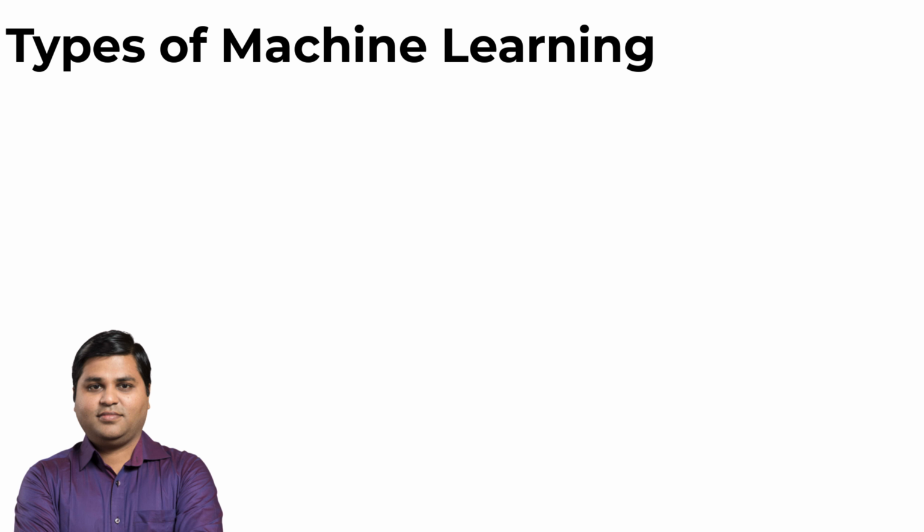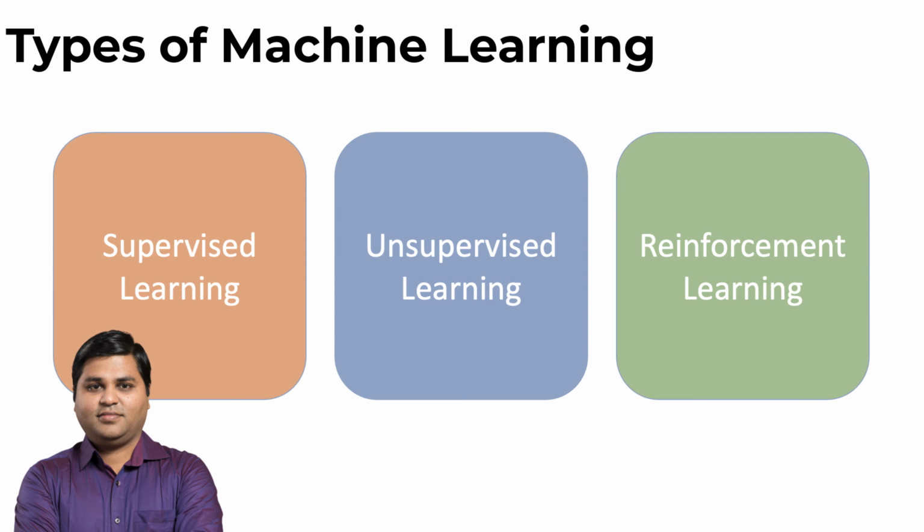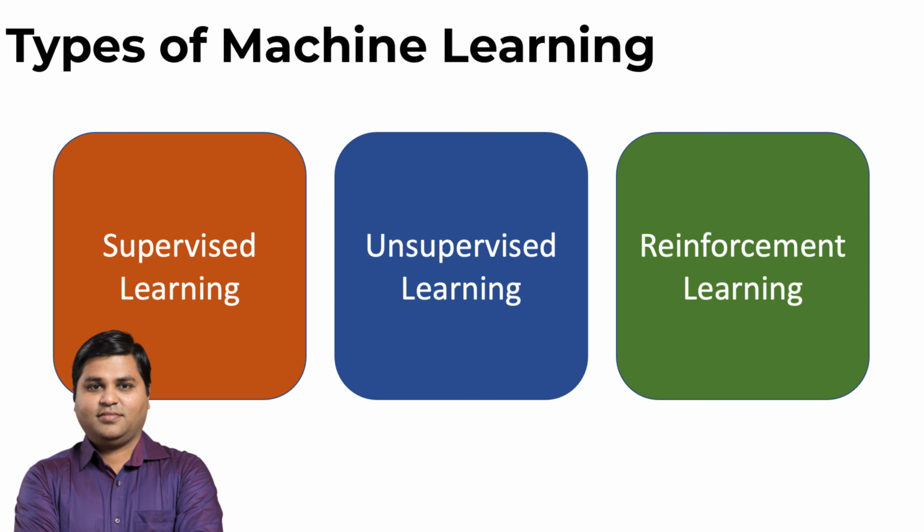Types of machine learning. Machine learning is like a big toolbox with different tools for different jobs. There are three main types of tools: supervised learning, unsupervised learning, and reinforcement learning. Supervised learning is like having a teacher. The computer is given lots of examples of what it should learn, and the teacher tells the computer when it's right or wrong.